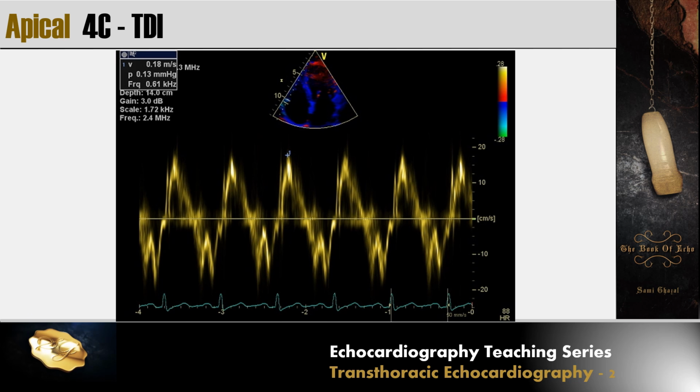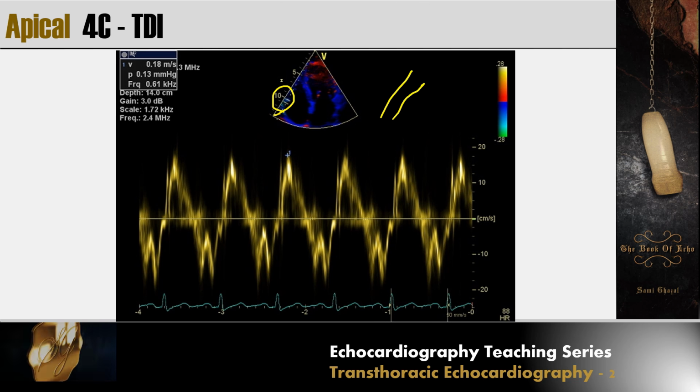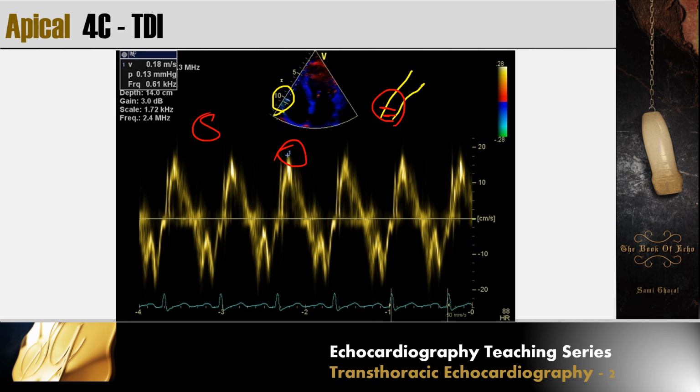The systolic velocity has to be measured of the RV free wall here, so you adjust your sample volume. If this is the RV wall, you put your sample volume at the tricuspid annular level here, and you measure this systolic velocity of the free wall, and we call it S prime.